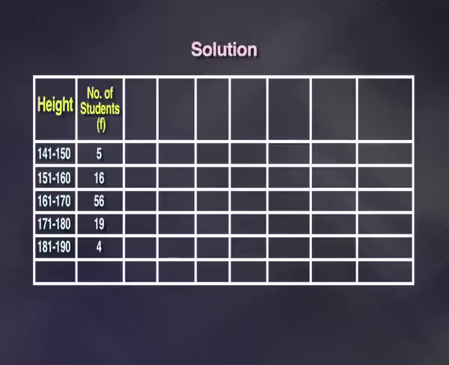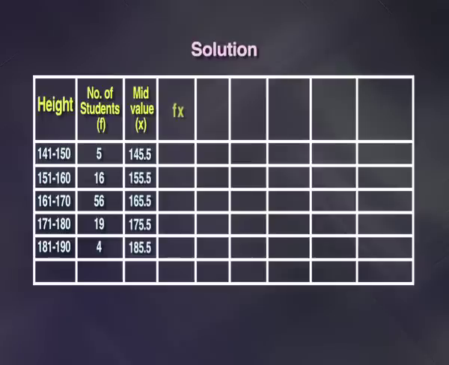We will represent it by F, frequency F. The third column we will have to prepare, that is called the mid-value column, which is denoted by X. For the first class, 141 to 150, the mid-value is (141 + 150) divided by 2, so it comes to 145.5. For the second class, 151 to 160, the mid-value will be (151 + 160) divided by 2, that comes to 155.5 and so on.